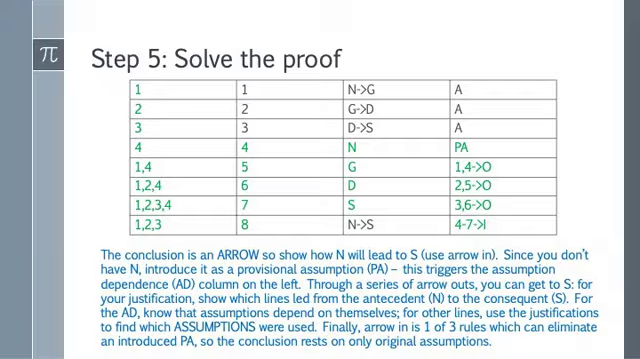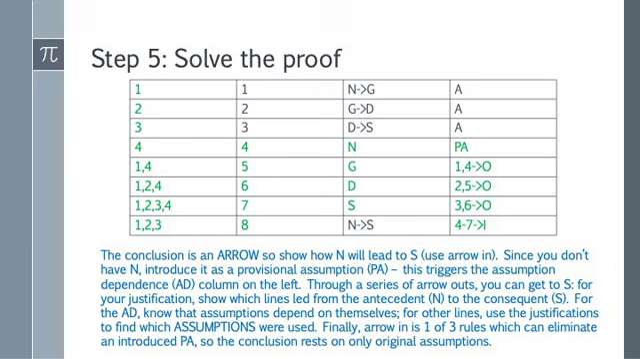So look at the three assumptions you're given. There's an N in line 1, but it's trapped in an arrow. You can't just pull it out. So you have to just assume one. In this case, since you don't have N, just introduce it as a provisional assumption. This is what we call a provisional assumption, meaning temporary.